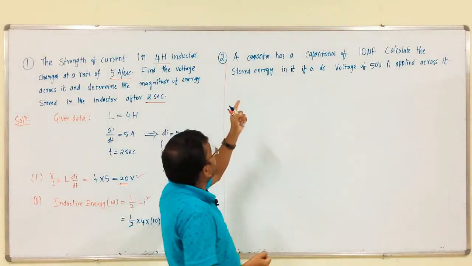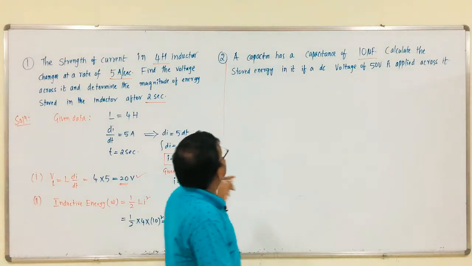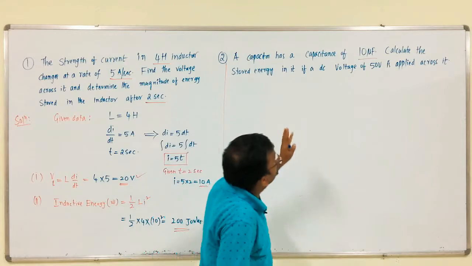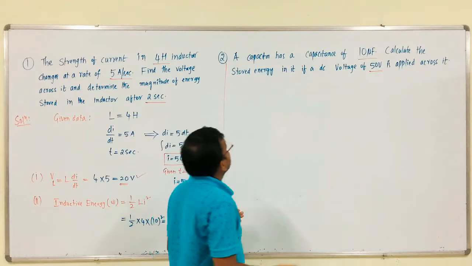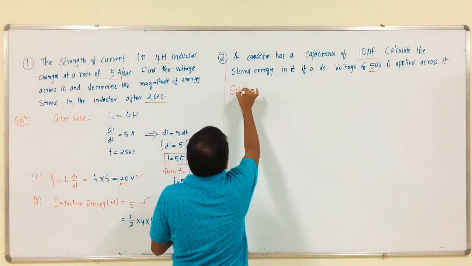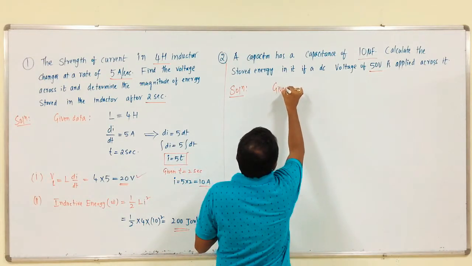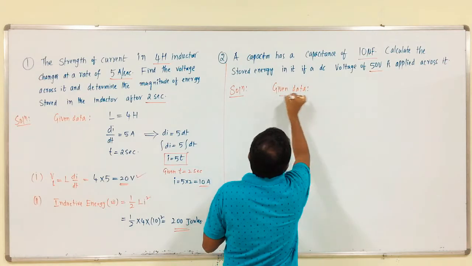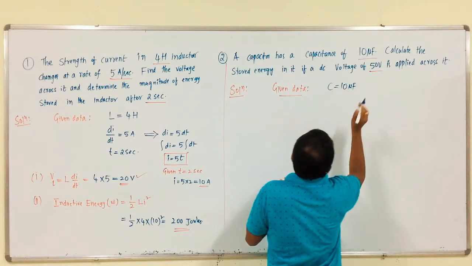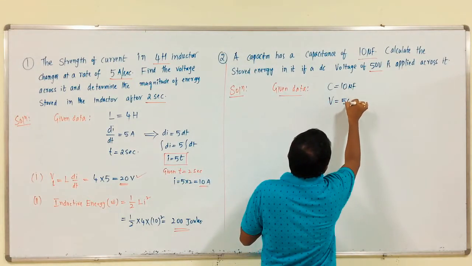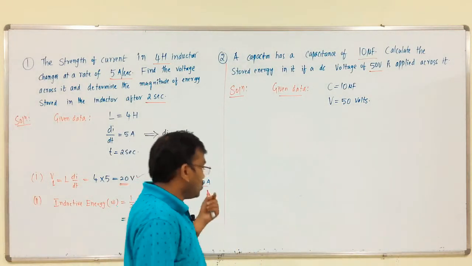Next one is, a capacitor has a capacitance of 10 microfarad. Calculate the stored energy in it if a DC voltage of 50 volts is applied across it. Okay. Then given data is: given capacitance value is 10 microfarad and the supply voltage is 50 volts. Calculate the stored energy.